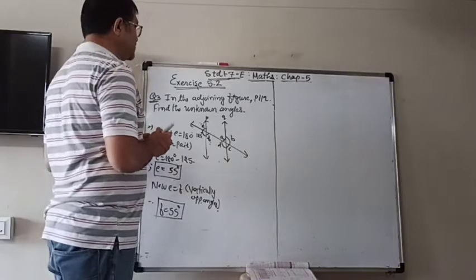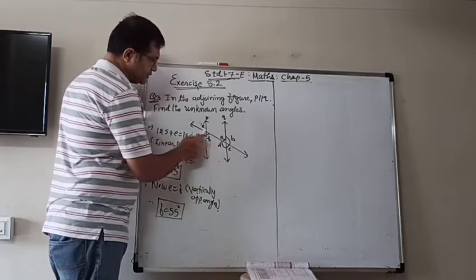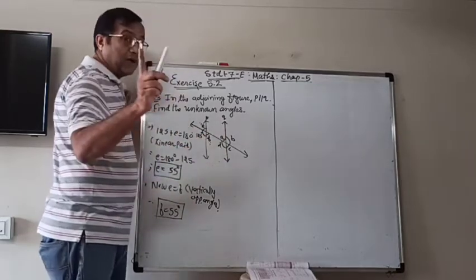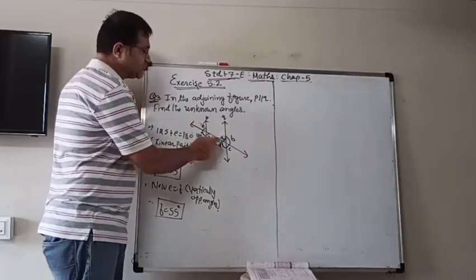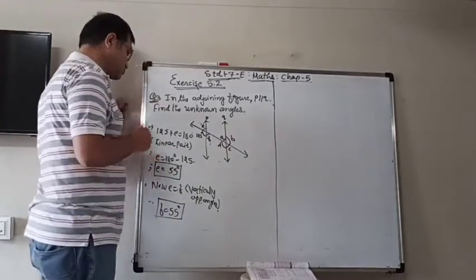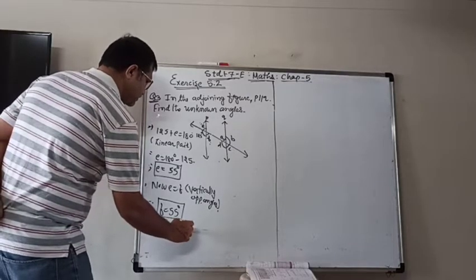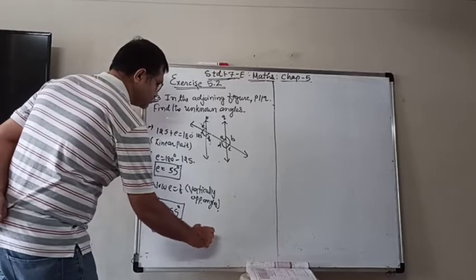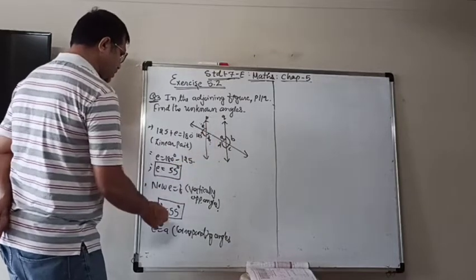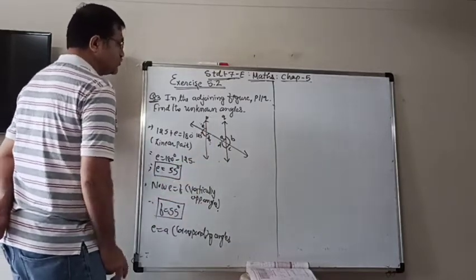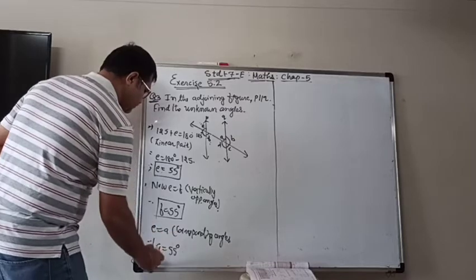Now you can see that angle E and angle A are making an F. F stands for what? Corresponding angles. So E and A are corresponding angles and they are equal, right? So now we will write down angle E is equal to A, which are the corresponding angles. It means that A also has the same measure as E and F, meaning 55 degrees. So therefore A is equal to 55 degrees.